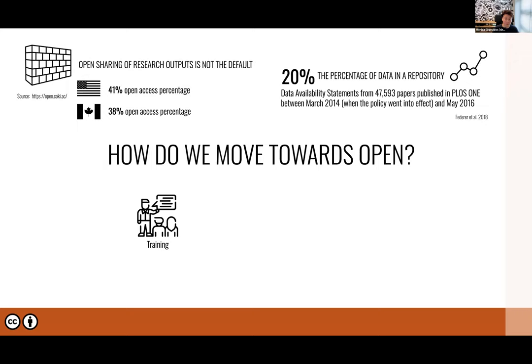It's really about how do we connect them with existing training and resources so they know that open access and open science and open knowledge is an available method for them. We also need to support it with infrastructure. There needs to be a place for people to put their preprint, and there needs to be a place for them to be able to put their author accepted manuscript into a repository.